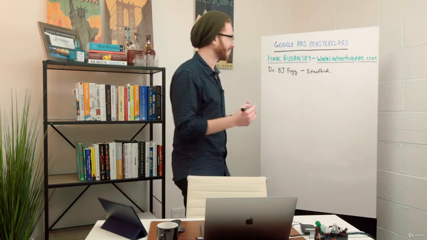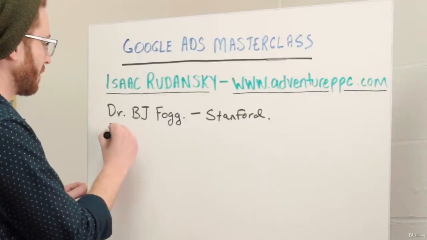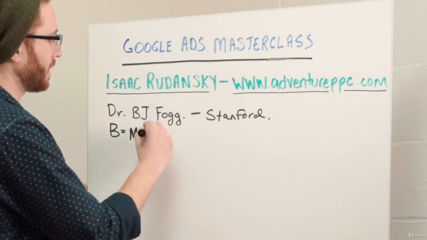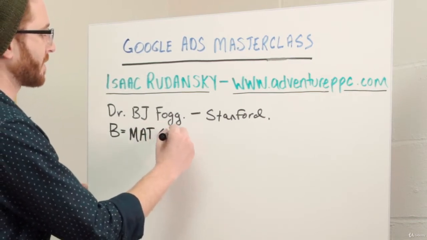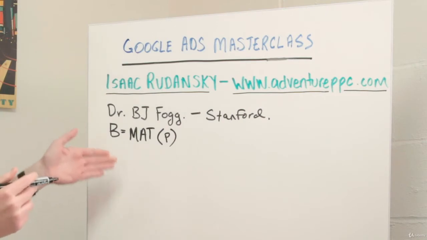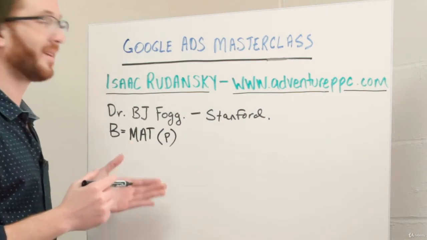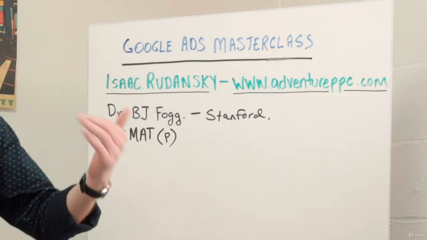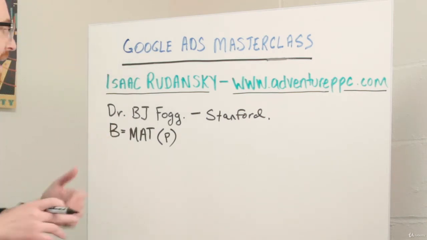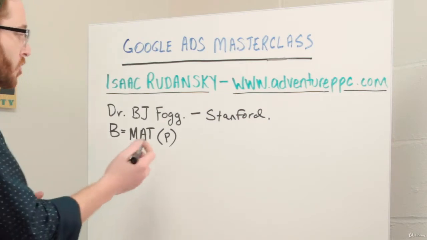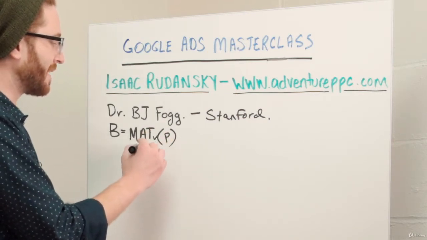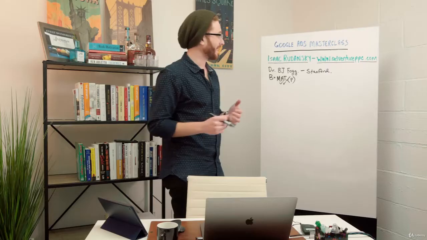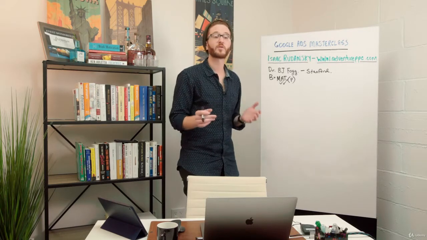So his basic model states as follows. Behavior, B, equals motivation, M, A, T. Some people say it's P for prompt, but anyway, it doesn't matter. Behavior equals motivation, ability, and a trigger. Fundamentally, what he's saying is that in order for anybody to do anything, you need to have these three things in place. There needs to be a trigger or a prompt. There needs to be the ability to perform the behavior, and there needs to be motivation to perform the behavior. And if the behavior doesn't happen, then one of those things is missing.